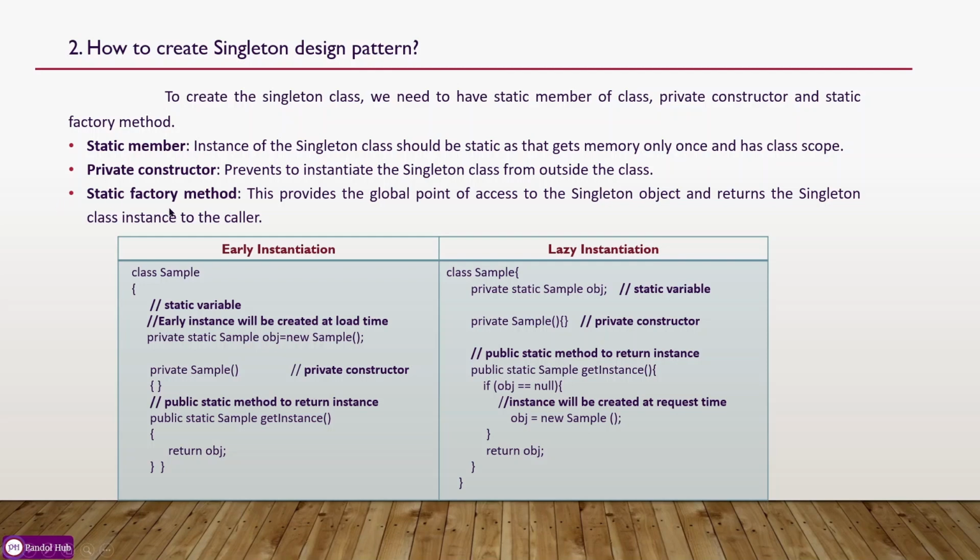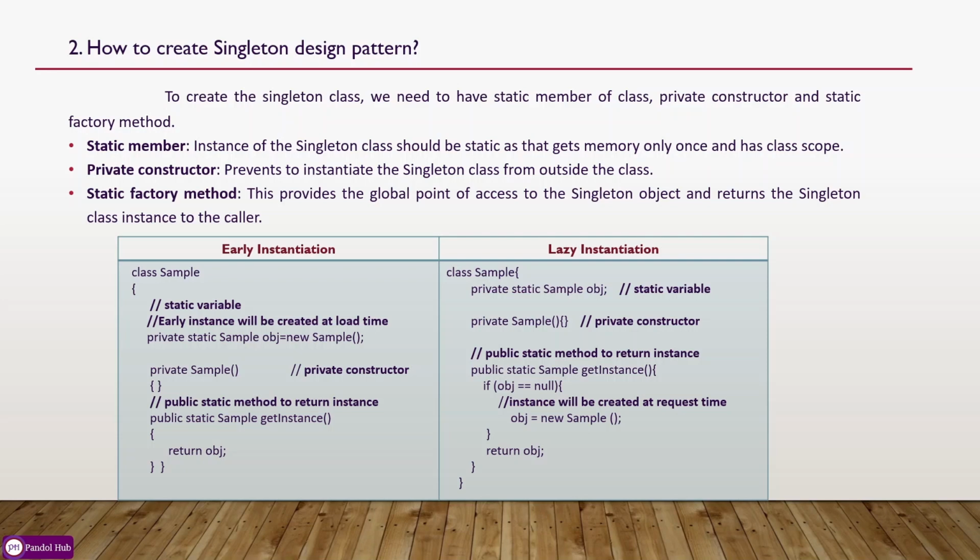Third, a static factory method. This provides a global point of access to the singleton object and returns the singleton class instance to the caller. I said the outside classes will not be able to create an object, so how are we going to get the single instance of that singleton class? Inside the singleton class, we have the static member, a static object variable created for the singleton class, and we have a public static method, like a factory method, which will return the static instance of the singleton class we have created.